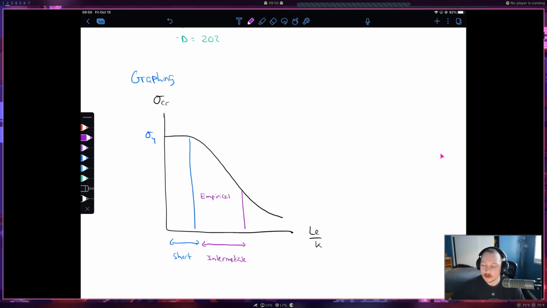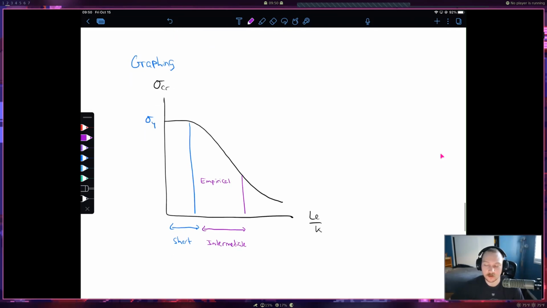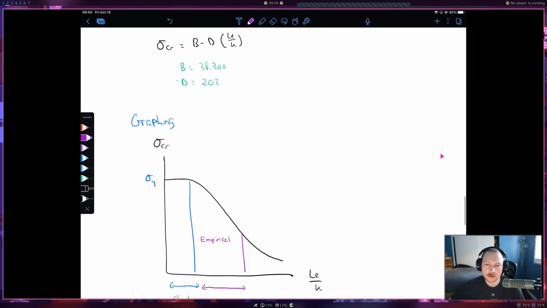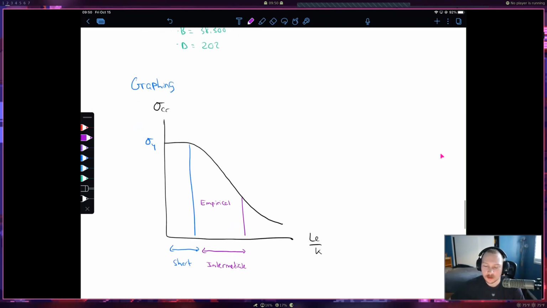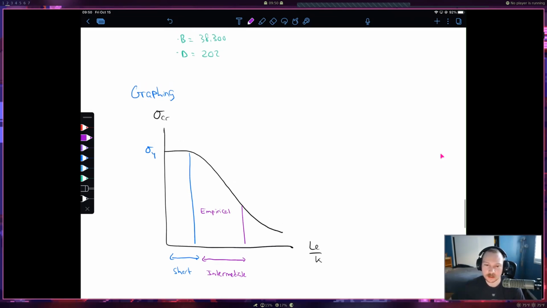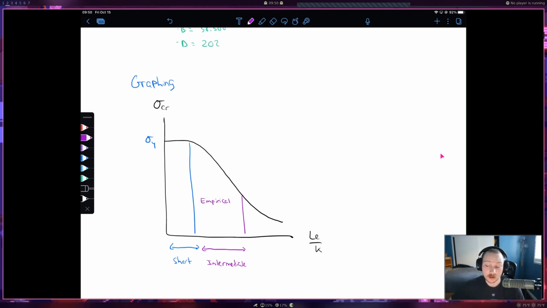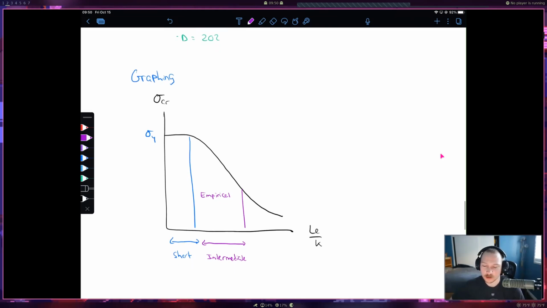Okay, and then these are going to be the empirical values that we have. So we have that equation right here. And then at the very end, these will be the long columns. For that, we have the theoretical equation, the Euler buckling load equation, then converted to critical stress. Okay, so there we go.